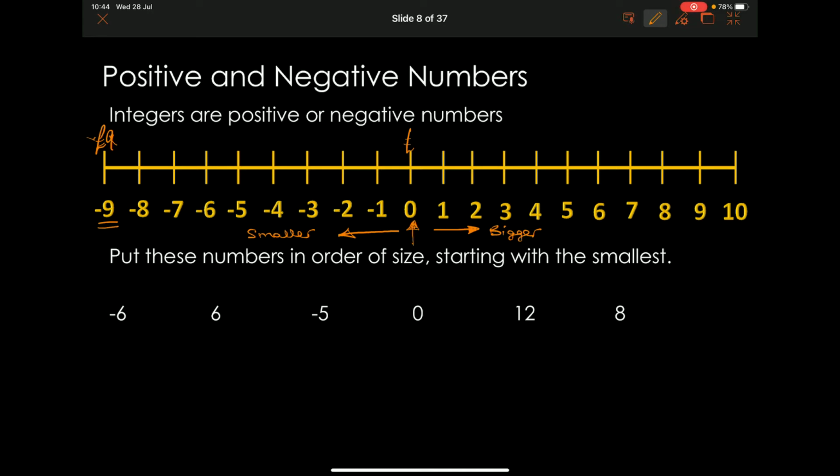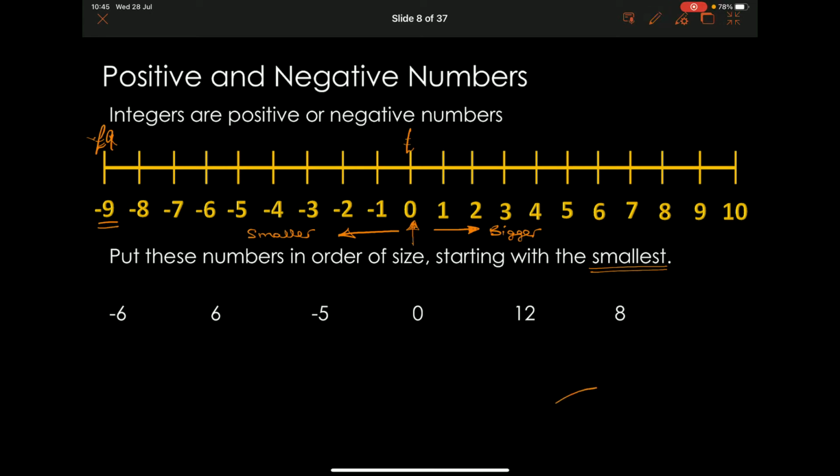So, if we're going to put these numbers in order of size starting with the smallest, the biggest negative number is the smallest one. So the -6 will be the smallest one. And then just a little bit bigger than -6 will be -5.